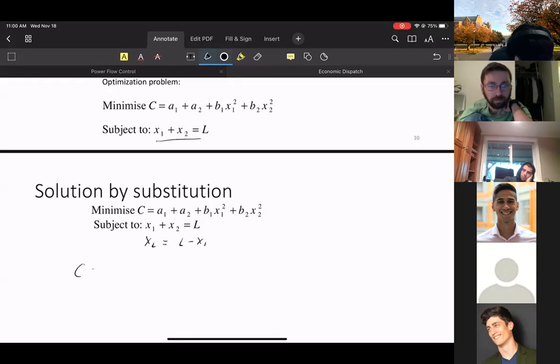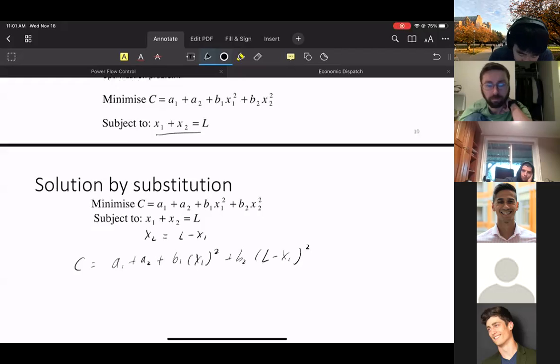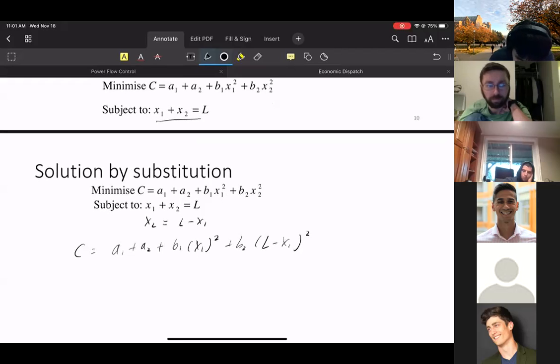Then my total cost C becomes A1 plus A2 plus B1 x1 squared plus B2 times (L minus x1) squared. This I do by substitution. Now I get an unconstrained quadratic optimization problem. So I take a derivative. There are no constraints. This is called an unconstrained problem.